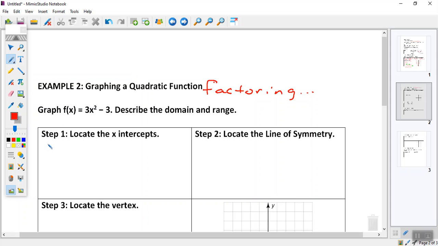You agree that this becomes f of x equals 3 times something. If I take 3 out of 3x squared, what's left? And if I take 3 out of negative 3, what's left? Now you guys have talked about this before. Do you remember what x squared minus 1 factors into? Last chapter. Got a 3 out front.